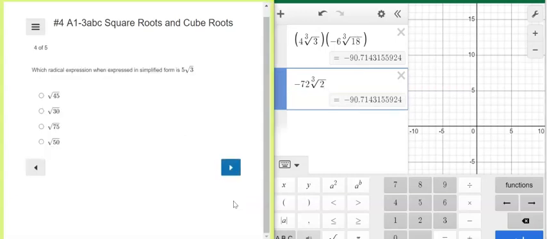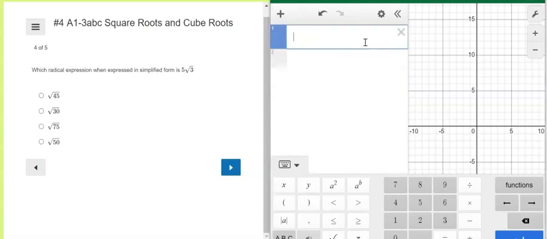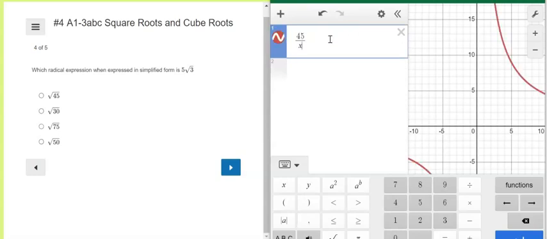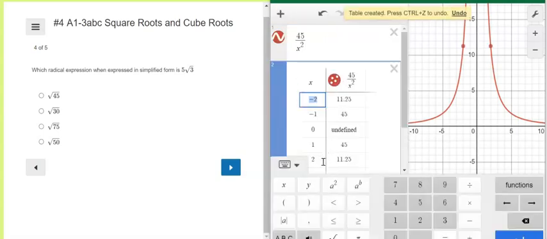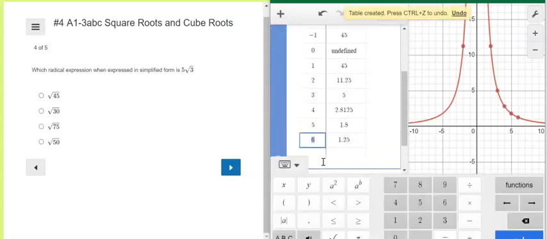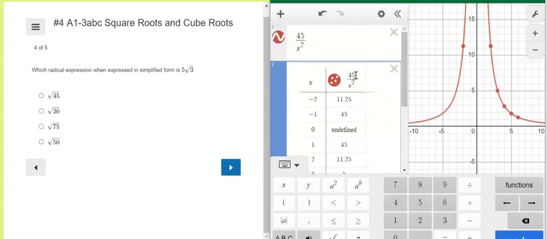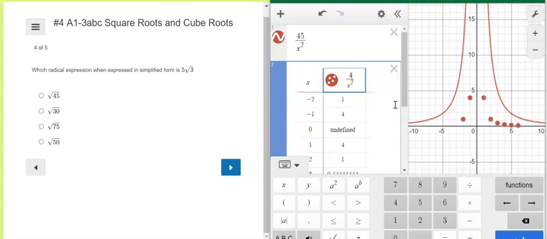All right, a couple more here. Which radical expression, when expressed in simplified form, is 5 cube root of 3? So I need to go ahead and simplify all of this. All right, so I'm going to do 45 divided by x squared, turn it into a table of values. So this is going to be 3 square root of 5. That's not what I'm looking for. I'm looking for 5 square root of 3. Let me change this number to 30.